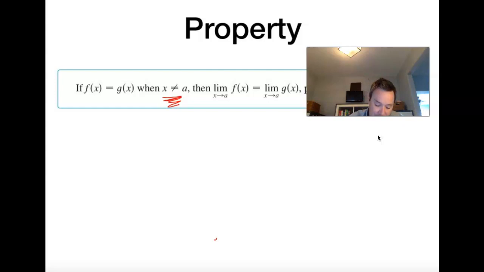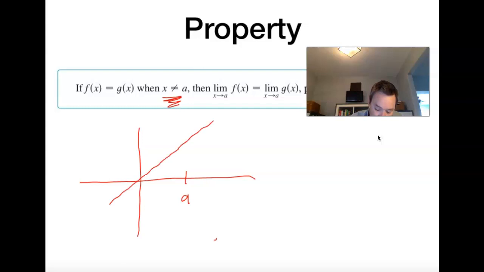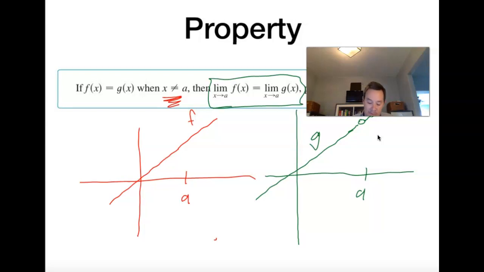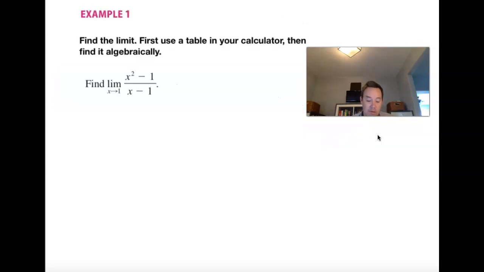So you could have, okay, this is function f, and then I could have this is function g. But let's pretend for g for a second it's not defined at a, but they're the exact same everywhere else. Well, then the limit as x approaches a will be the same for both functions. All right. And I'll talk about how that applies to this example that we're about to do.